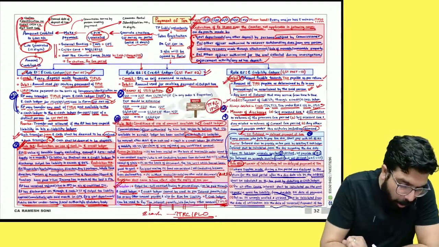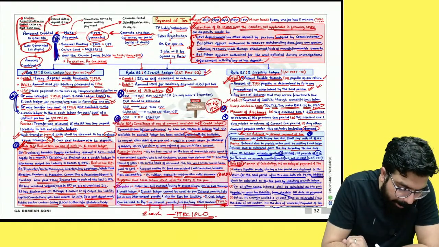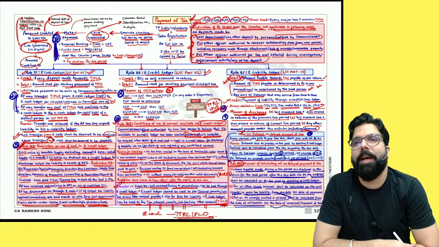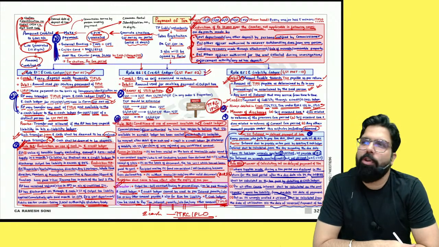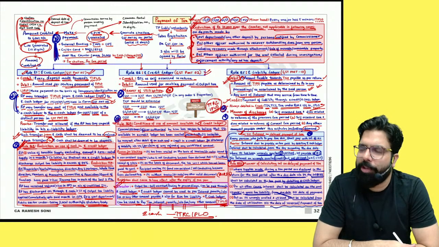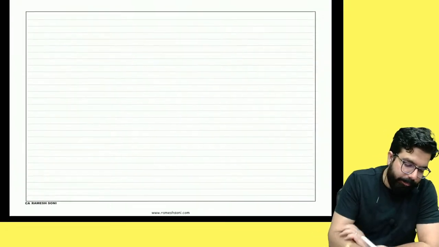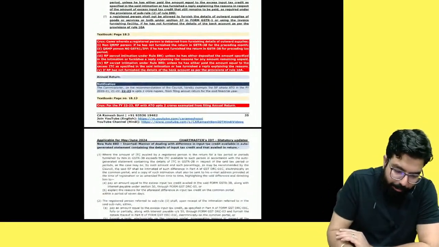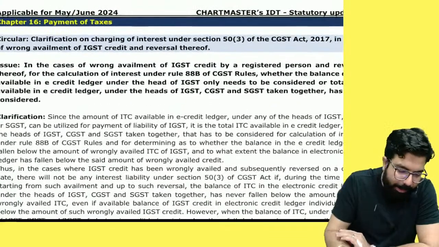And what are the ways you can go ahead and make the payment? Let me ask you one thing, everyone. Can I ask you one question? When you come to your chapter of payment of tax related amendment, one circular is there.